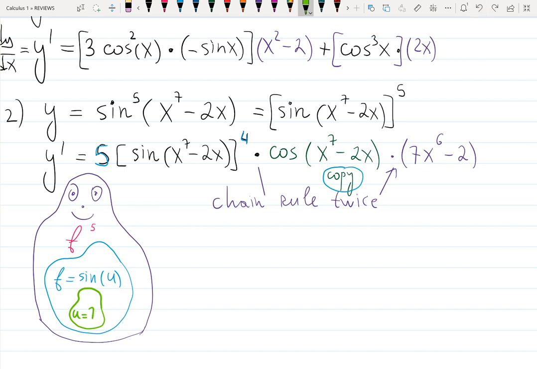The function inside was x to the 7 minus 2x, and that's the inner part. So after all, we had f to the 5 of u. Or you can even say that the outside function was, say, g of f of u. So that's how the Russian doll would look like.